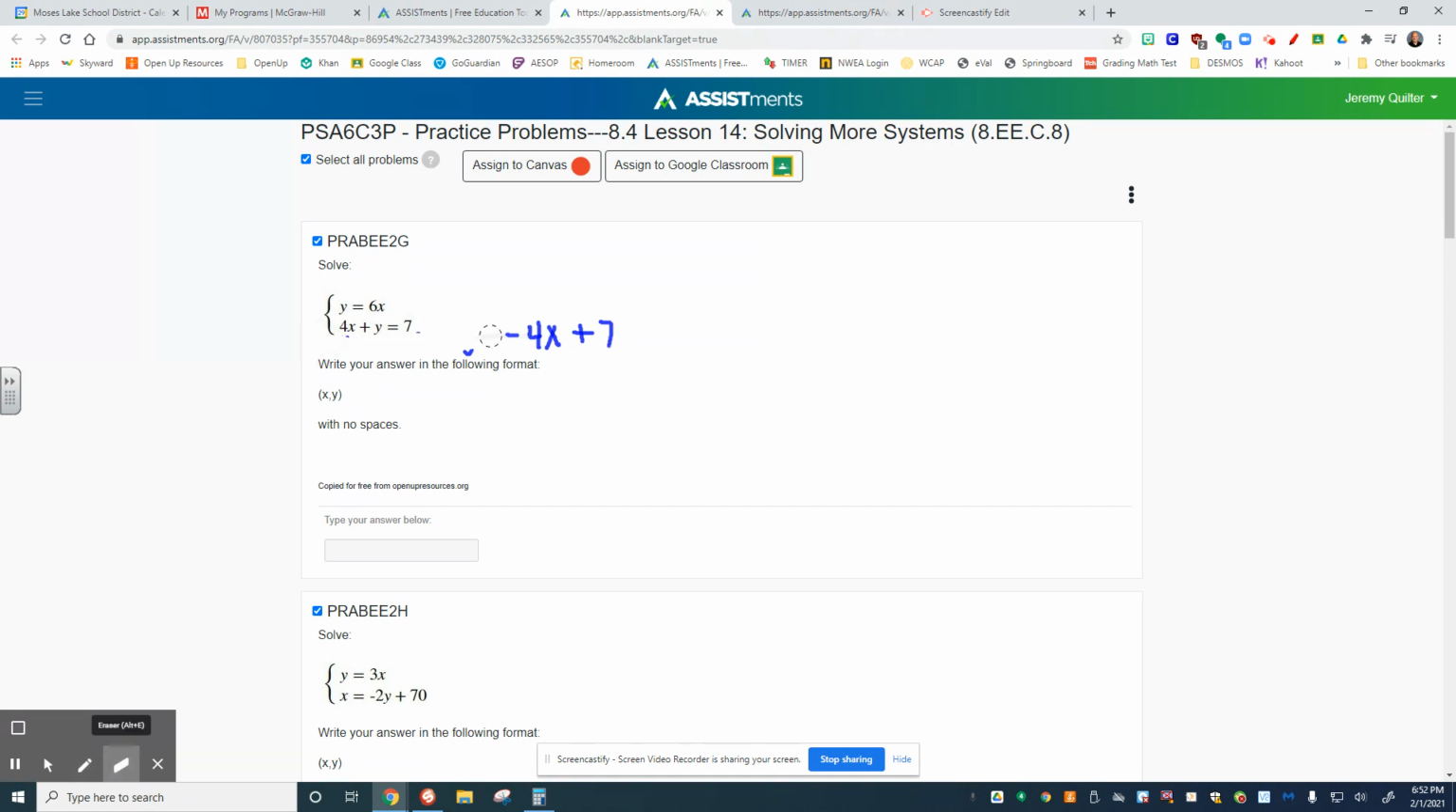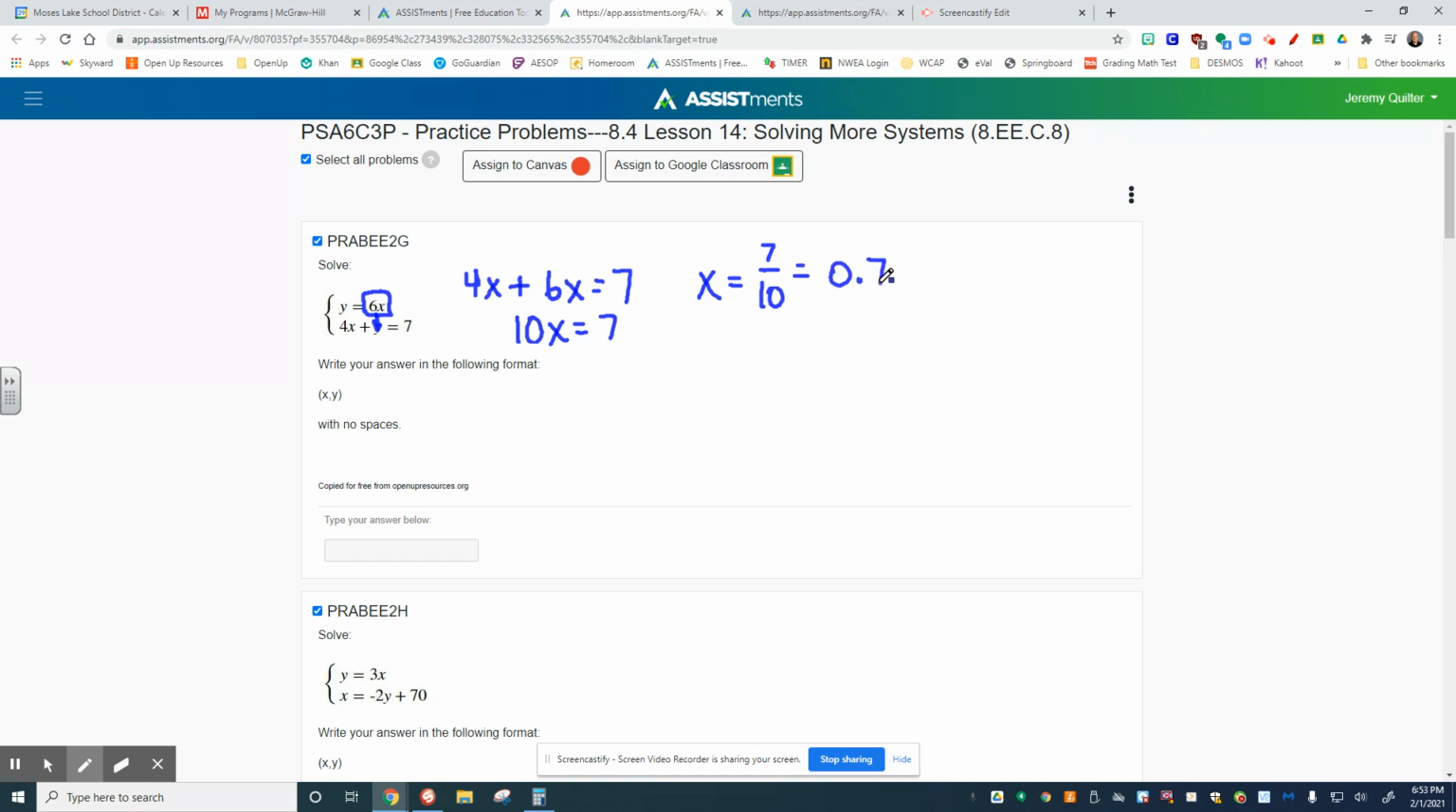Alternatively, we can simply use substitution from the beginning to solve, where we can say that since y is equal to 6 times x, I can put that 6 times x right here in front of the y and say that 4 times x plus 6 times x is equal to 7. Or that I can get 10 times x is equal to 7. The division property of equality tells me x is equal to 7/10, or we can write that as 0.7. I'm not going to care which one you want to use here, but decimals might be a little bit easier to work this one out.